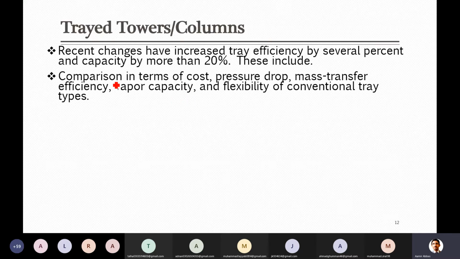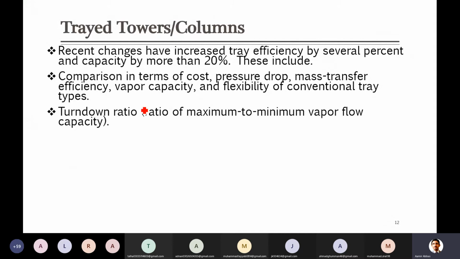So a comparison here is provided for these three types of trays, in terms of the cost, pressure drop, and mass transfer efficiency overall. Also the vapor capacity, to handle the amount of vapor, and flexibility, which one is more conventionally used and flexible. So there is a term called turn down ratio mentioned in the table. I will just show you. Turn down ratio is actually the ratio of maximum to minimum vapor flow capacity.